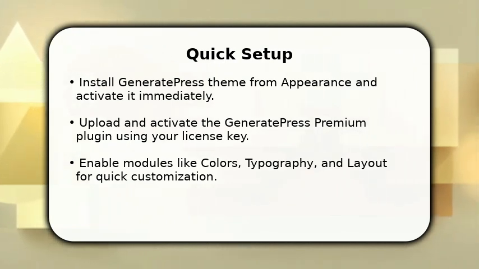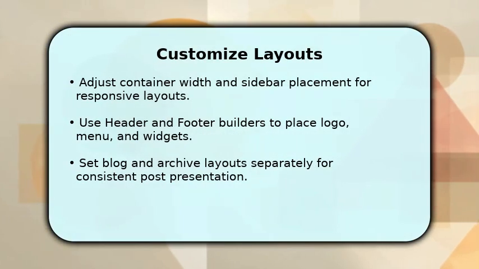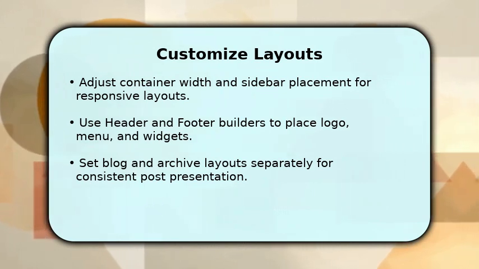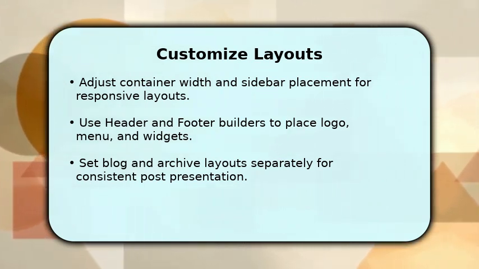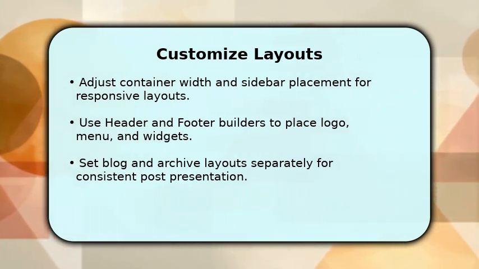Use site library templates to import a starter site, then adjust header, footer, and spacing to match your brand in minutes without coding. Open the customizer and choose layout options to control container width, sidebars, and spacing for every device. Use the header and footer builders to position your logo, menu, and any widget areas precisely.